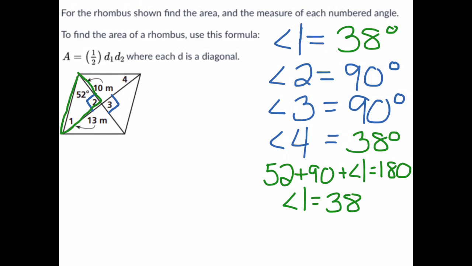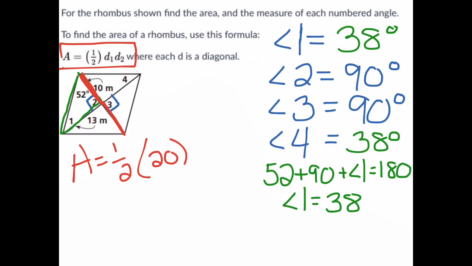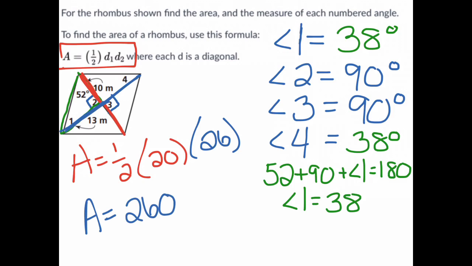Now we only have to worry about the area of a rhombus, which we can find with a simple formula. This part of the diagonal is 10, which means this part is also 10, so the diagonal is 20. For the other diagonal, this part is 13 and this part is 13, so the other diagonal is 26. We multiply those together and divide by 2, or multiply by 1/2, which is the same thing. The area is 260.